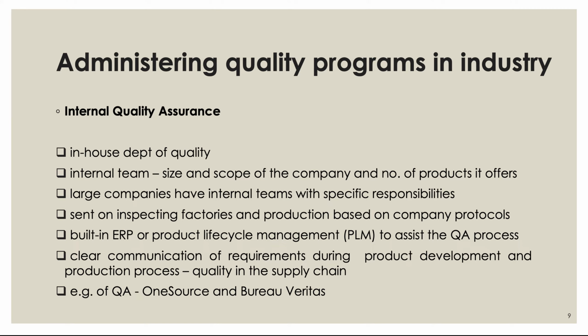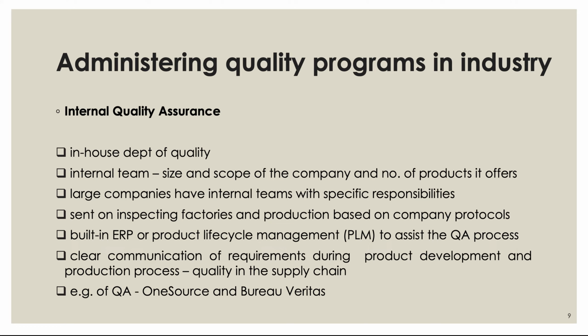Now, whether to have an internal team or an external team is generally determined by the size and the scope of the company or the number of products that it offers on sale. At times, it is also not uncommon for large companies to have their own internal team with specific responsibilities, which might be supported by an external partner or external testing organization. In addition, having quality assurance people on staff at a central location or in the head office is helpful, because large companies employ auditors who travel around the globe. They inspect factories and production based on the companies' protocols.